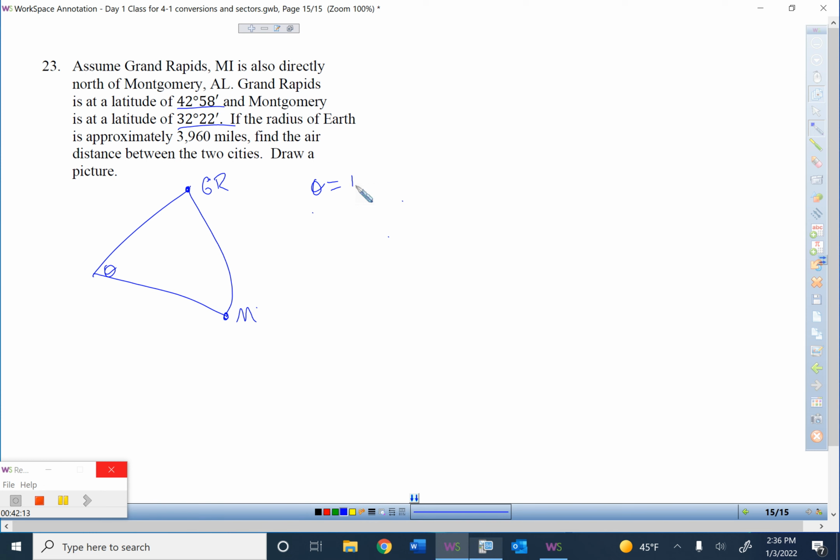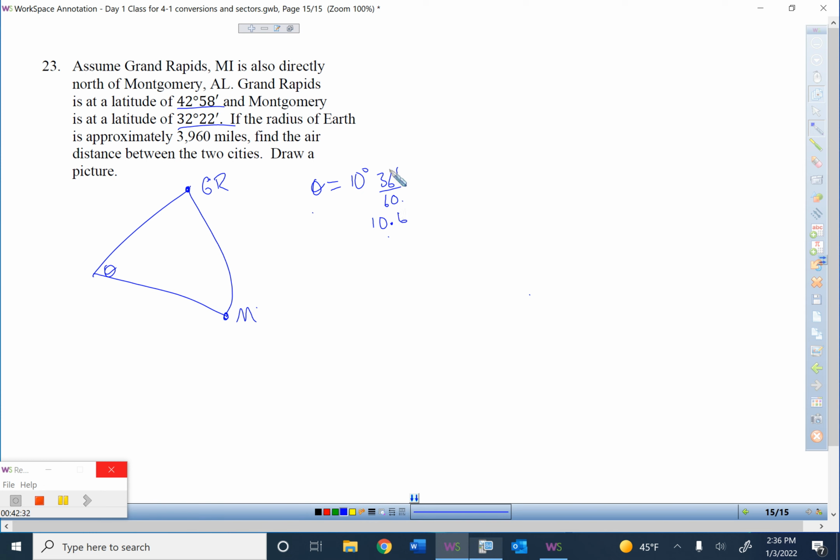This is 10 degrees. This 58 minus 22 is 36 minutes. We know we divide that by 60, and that's 10.6.